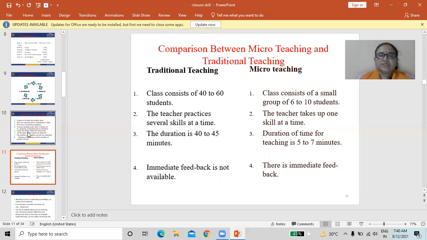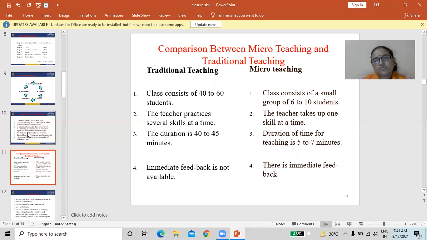The teacher practices several skills at a time. In teaching, the teacher uses several teaching skills like introduction, stimulus variation, reinforcement, using audio visual aids, and illustration. A lot of skills are used in traditional teaching at a time.